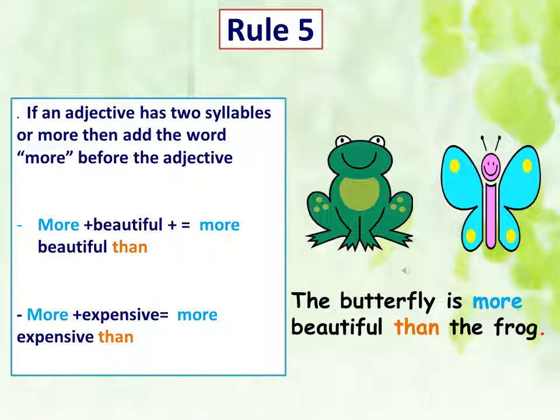More expensive. So adjective expensive. More expensive يعني أغلى ثمنا من. More expensive than. Let's see example here. The butterfly is more beautiful than the frog. The butterfly فراشة. The frog ضفدع.